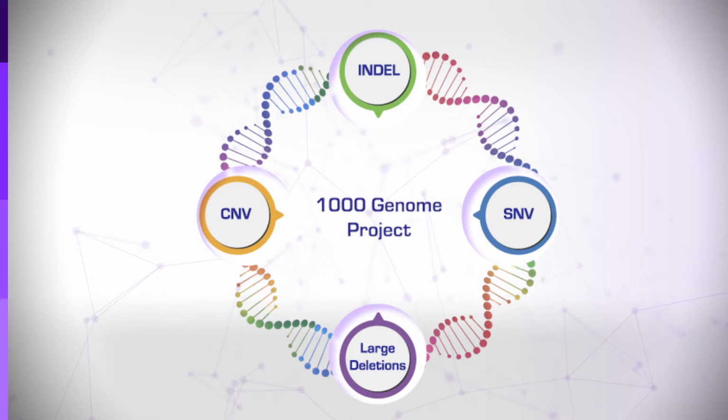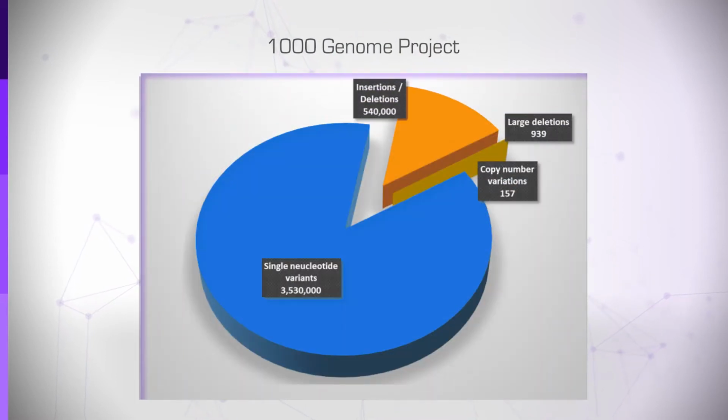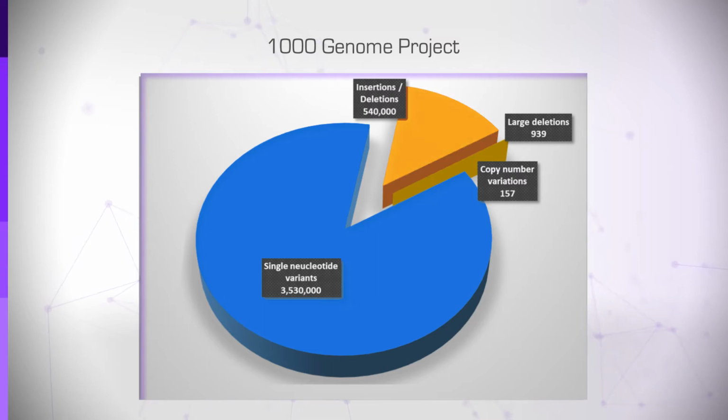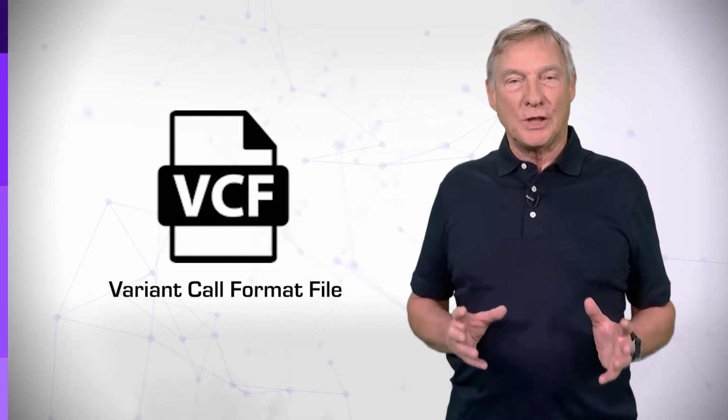The 1000 Genomes Project has provided a comprehensive view of the amount of variation in typical human genomes. The largest number are single nucleotide variants, called SNVs, over 3 million in a typical European genome. Although the number of insertions, deletions, and copy number variations, CNVs, is smaller, these actually cover a larger number of bases. Variant data extracted from sequence information is usually compressed into a so-called VCF file.